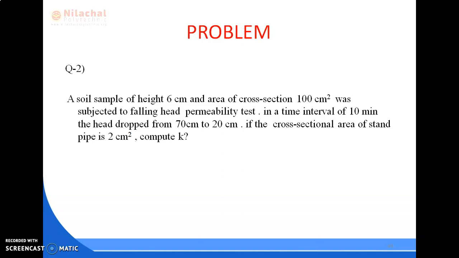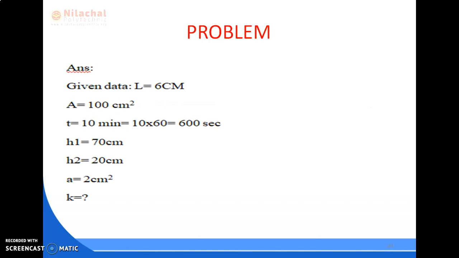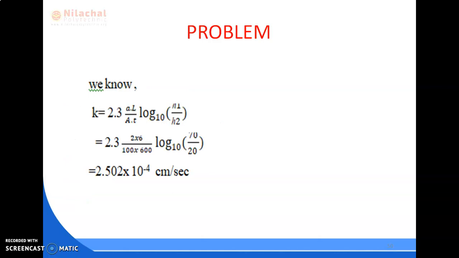So let us find out what is given. First, the length or height is 6 cm, the area is 100 cm square, the time is 10 minutes, which is 600 second, H1 equal to 70 cm, H2 equal to 20 cm, and the area of the standpipe, small a, equal to 2 cm square. And one thing we have to calculate here is k. So k equals, as it is falling head, we use the formula k equals 2.3 aL by AT into log base 10 h1 by h2.